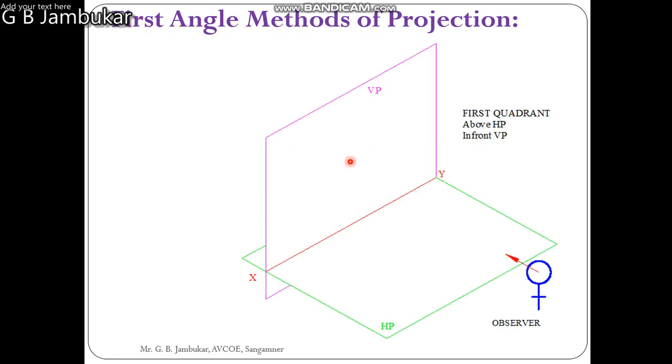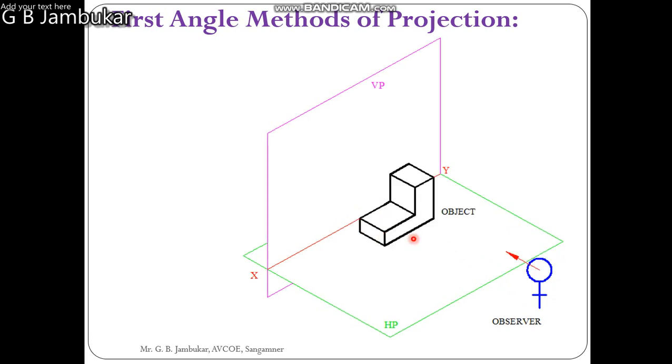So, first angle method of projection. Now see the quadrant. The first quadrant is mentioned. The vertical plane and horizontal plane intersect each other at 90 degrees, and the reference line is represented as XY. The observer is mentioned, who is observing the object.